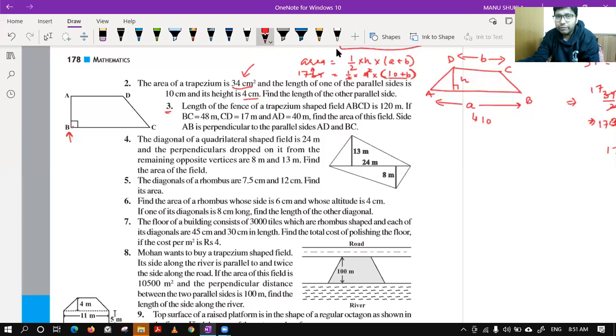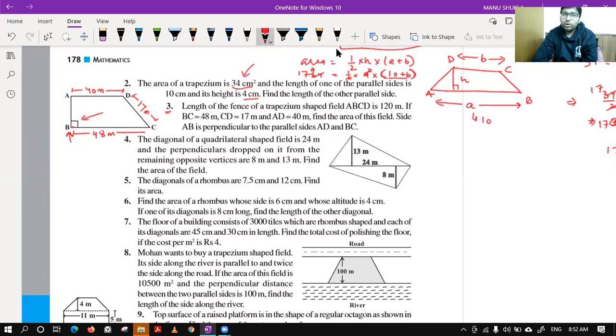Now what they are saying, if BC is 48, I think this is not a diagram, no? This diagram is for this field only. Yes, it is for this only. So if BC is 48 meters, CD is 17 meters, and AD is 40 meters, find area of the field. Okay, then they are saying one more thing, that side AB is perpendicular. This is also given to you.